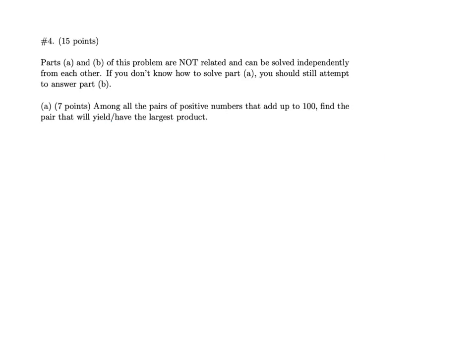In question 4, part A, it says among all the pairs of positive numbers that add up to 100, can we find the pair that will yield the largest product? For this problem, I'm going to define a couple of variables, and I'll say, let's call them x and y, and I'll note that they are positive. We are told that they add up to 100, so with the variables I've defined, I can create this equation. And ultimately, I'd like to find the two numbers x and y that give the largest product.